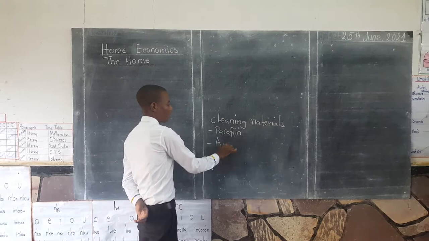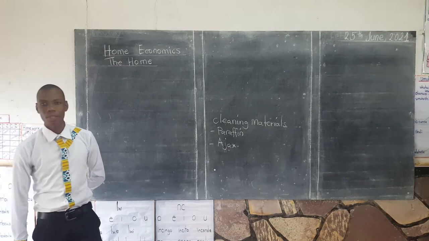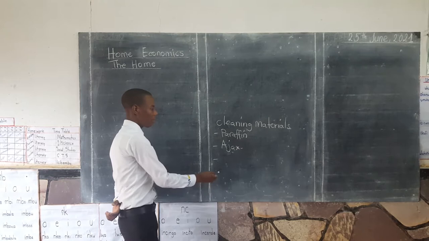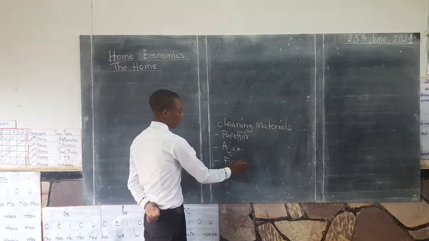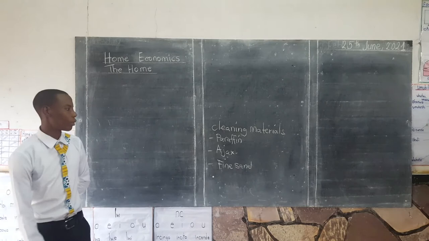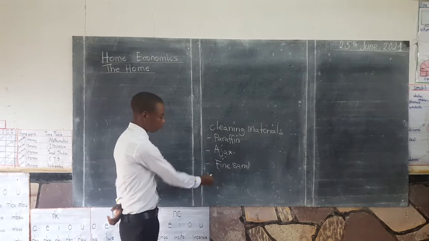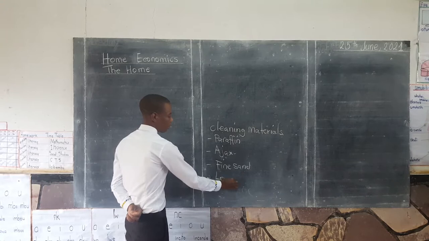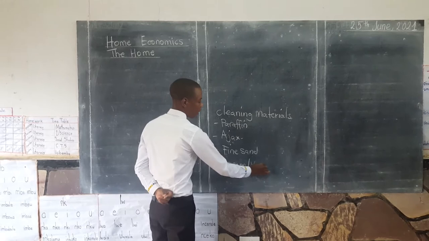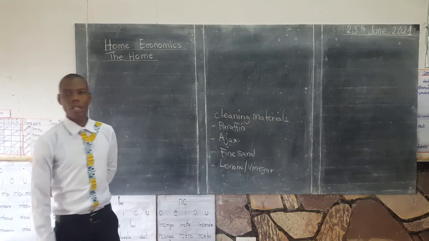We said Ajax is used as a scouring powder to clean pots, saucepans, cups, toilets as well. Furthermore, we did look at fine sand. We said fine sand is also a cleaning material. It helps us to clean pots as well as saucepans. Apart from fine sand, we looked at lemon juice. If you don't have lemon juice, we said you can use vinegar. We said these two are used to remove stubborn stains.